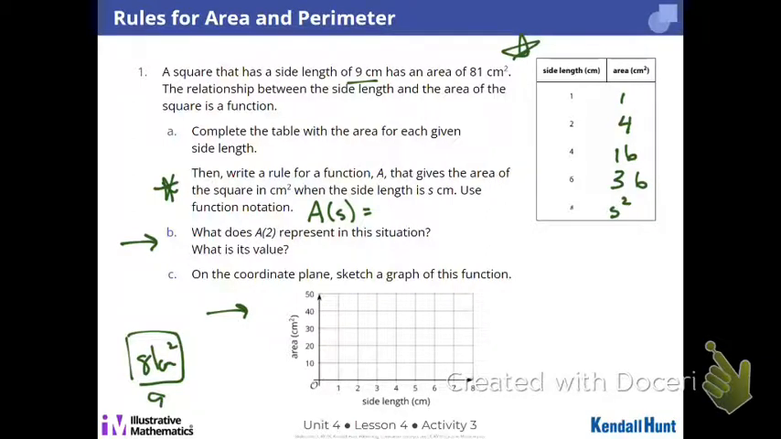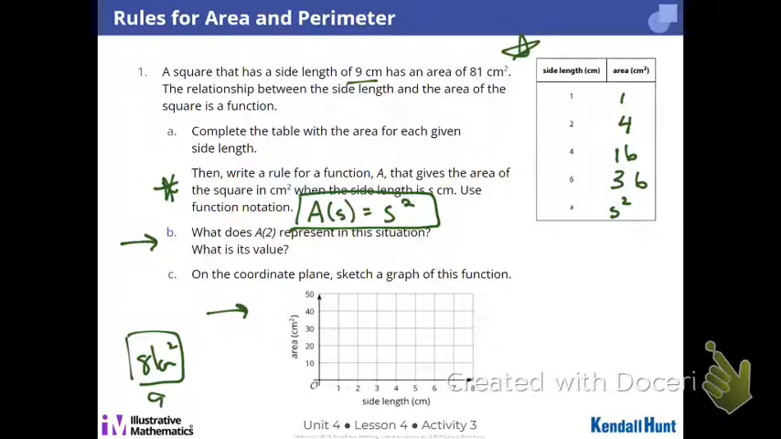So to get my rule, this is the big one. This is the big new one. The function of a side length equals s squared. This is going to be my rule. This is the big one for today. So that's function notation. What this says is if I take the side length and I square it, that'll give me the area of the square. So for B, what does the function of 2 mean?